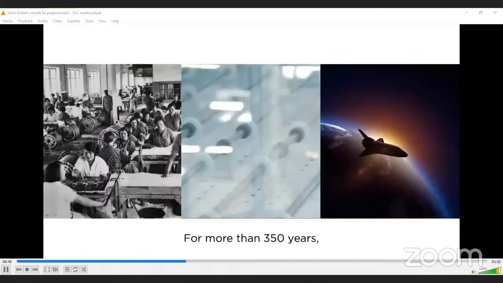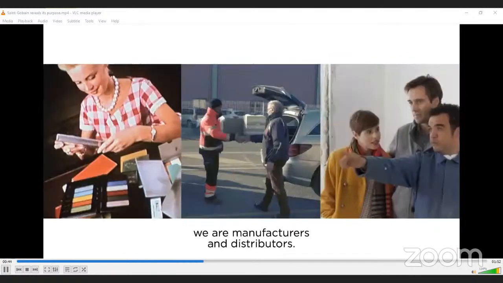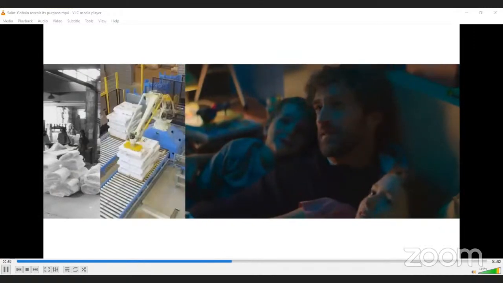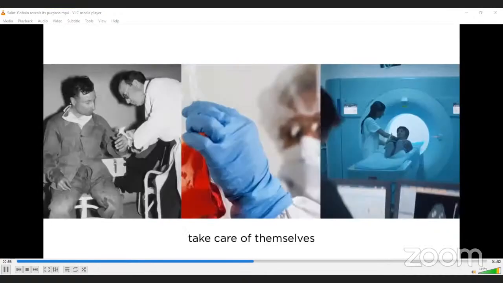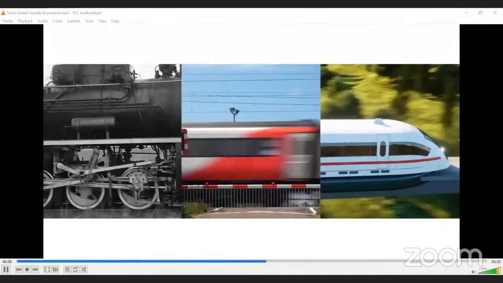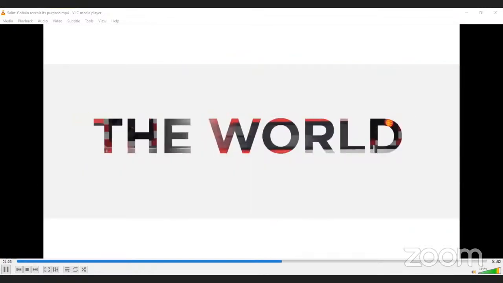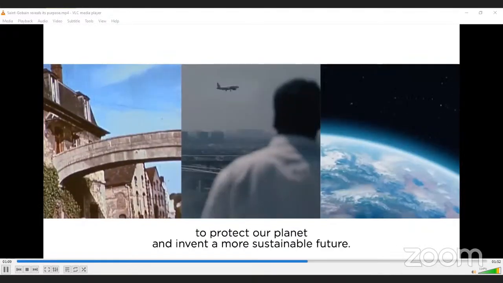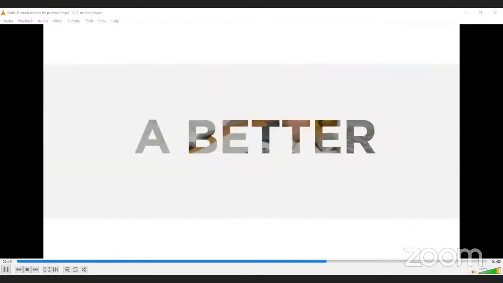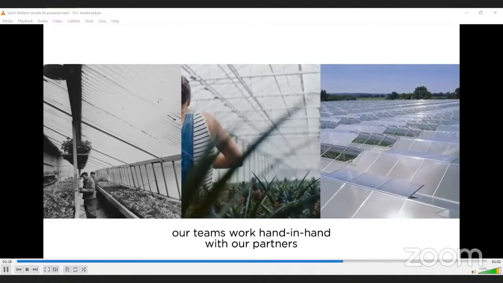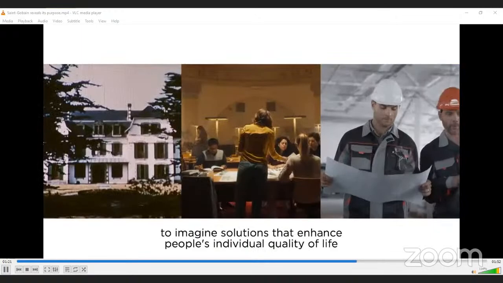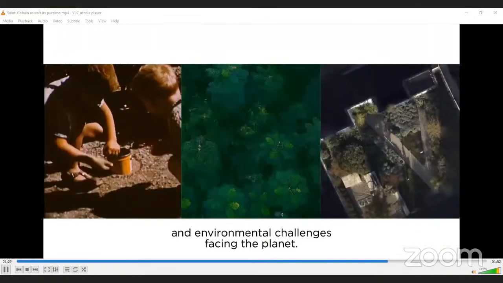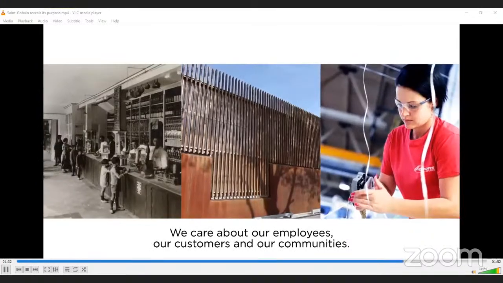For more than 350 years, we are manufacturers and distributors. We design materials and solutions that have a tangible, positive impact on people's lives, including the way they work, take care of themselves, and travel the world. We are a worldwide, multi-local organization with a global ambition to protect our planet and invent a more sustainable future. A better, dedicated with continuously improving and innovating. Our teams work hand in hand with our partners to imagine solutions that enhance people's individual quality of life and address the social, societal, and environmental challenges facing the planet. We care about our employees, our customers, and our communities.